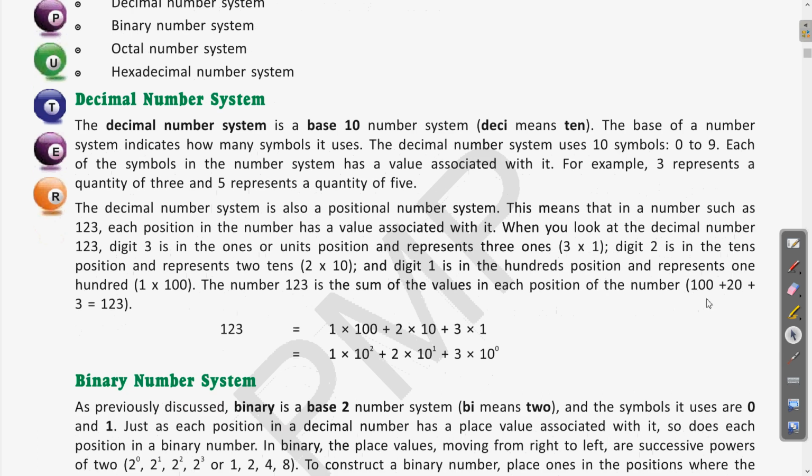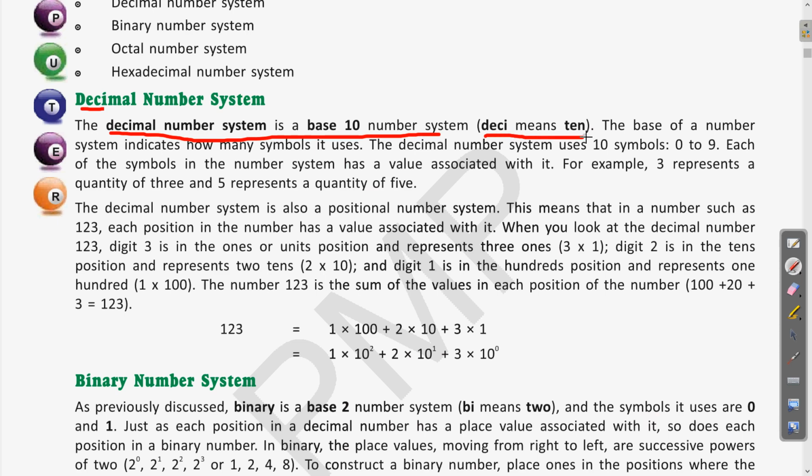As you already know, we use this number system in mathematics. The decimal number system is a base 10 number system. What is the meaning of base 10? It means that 10 symbols can be used. Deci, in the name itself, decimal. What does deci mean? Deci itself means 10. Clear?